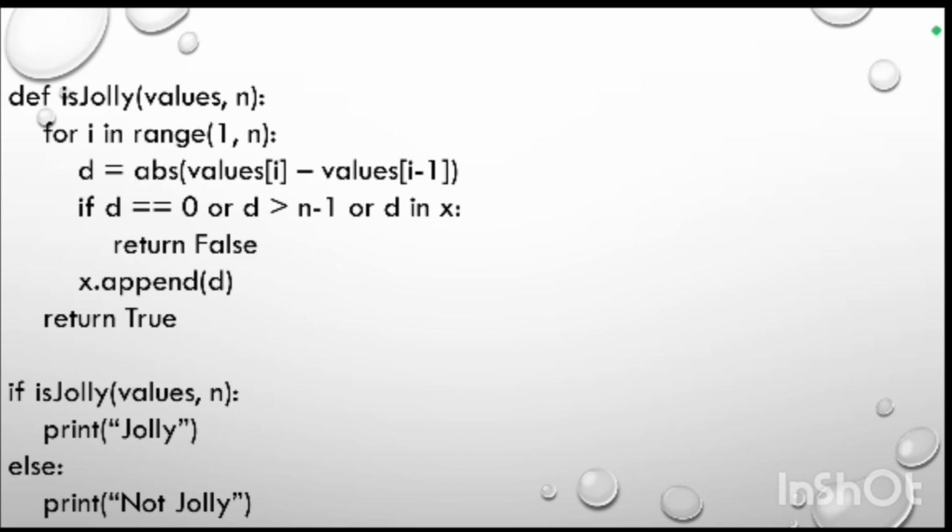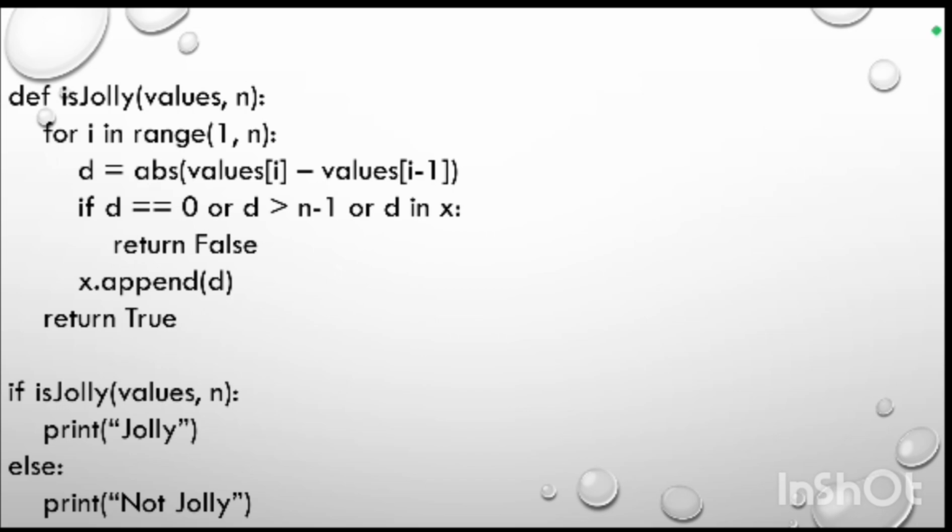X is equal to empty square brackets; this list will store the differences between neighboring numbers. Continuing, def is_jolly(values, n). This function checks if the sequence is Jolly or not. For i in range(1, n), this is the loop where we check each pair of neighbors. d is equal to abs(values[i] minus values[i minus 1]). It finds the difference between two consecutive numbers.